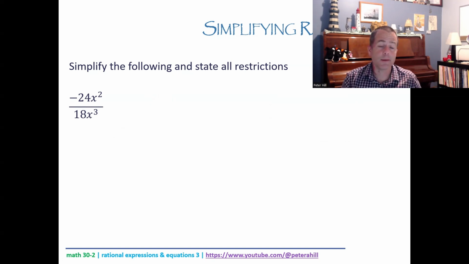So for this guy, I'm going to go through the exact same process, okay? I'm going to think about this as a fraction and try to reduce it. I'm going to think about my non-permissible values first. So x can't be 0.